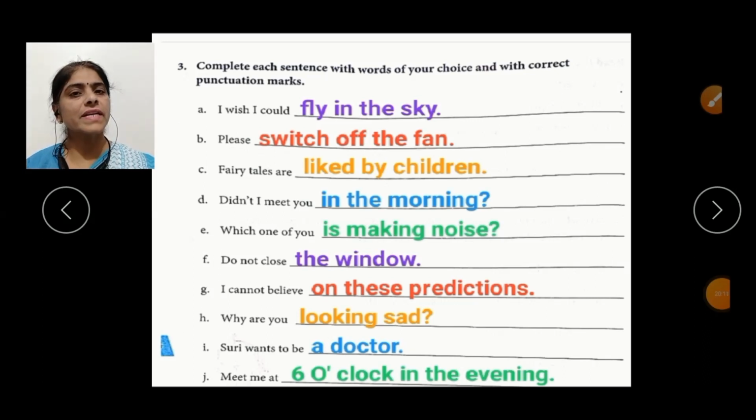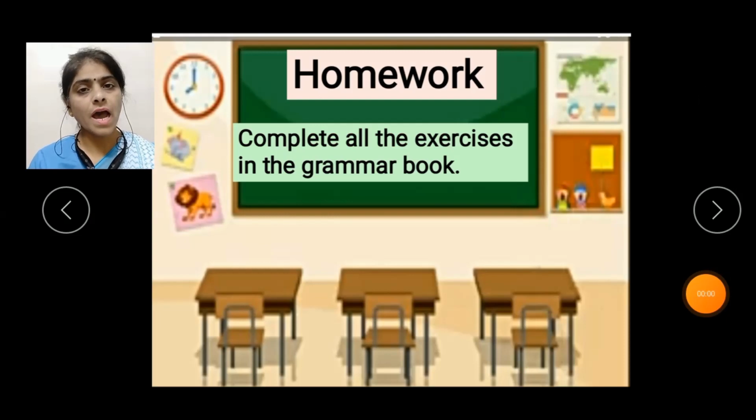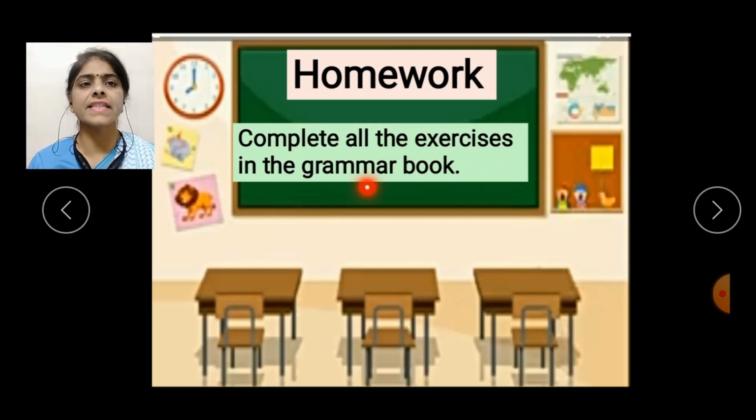So students, with this, all the exercises of worksheet number 1 are complete. Now, it's time to give the homework, and your homework is to complete all the exercises in the grammar book.